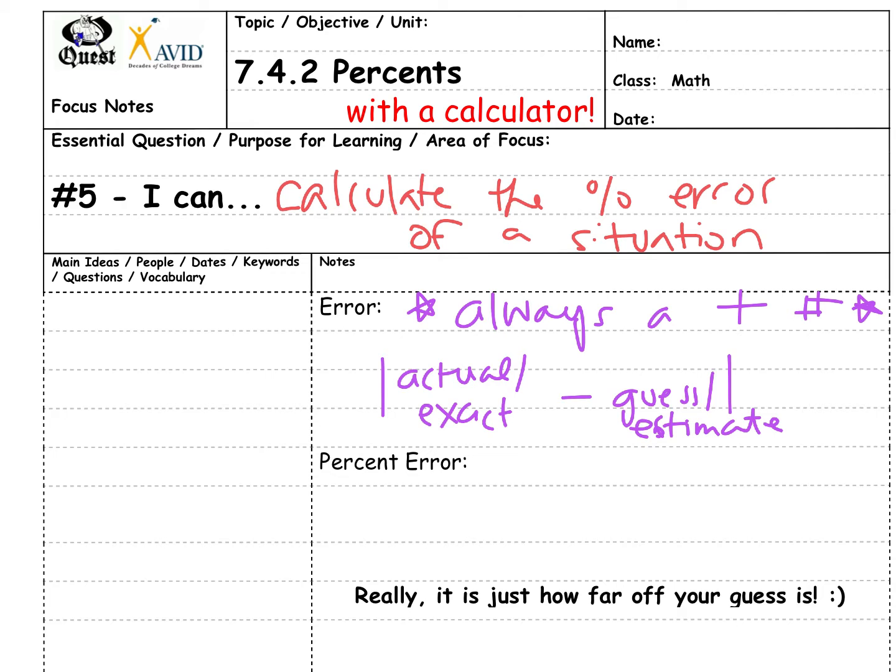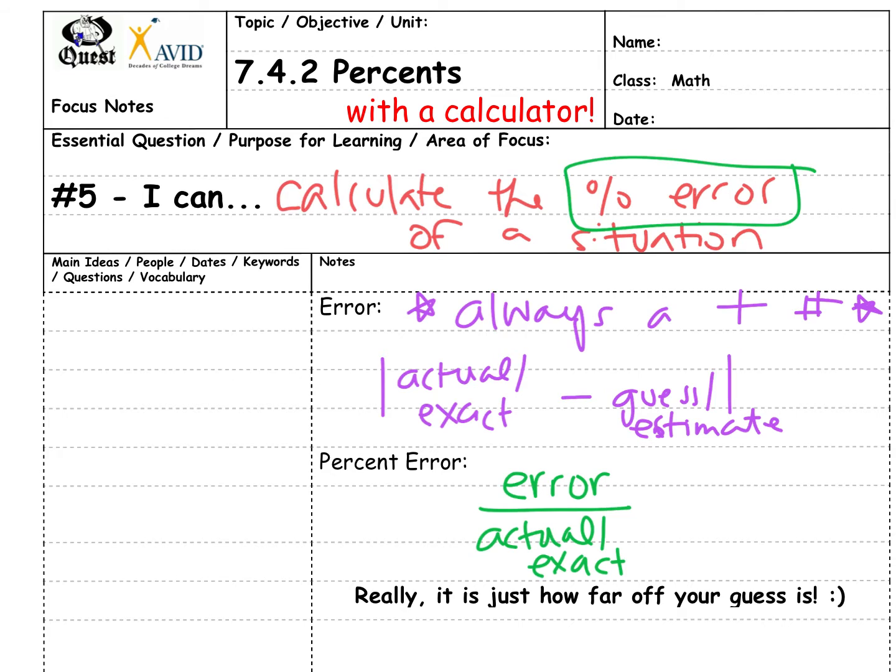To find the percent error of something, we take our error from above and we divide it by the actual amount or that exact amount. Now, because we do want a percent, you take that number, it's going to give you a decimal, and so you multiply it by 100, and it's going to be the percent answer you're looking for. Because remember, decimals times 100 is a percent. So really all we're trying to do is figure out how far off was our guess.